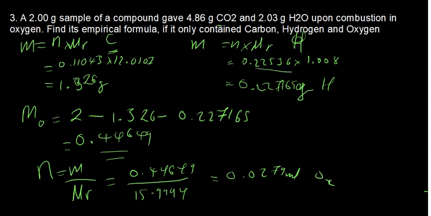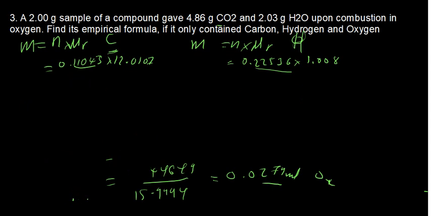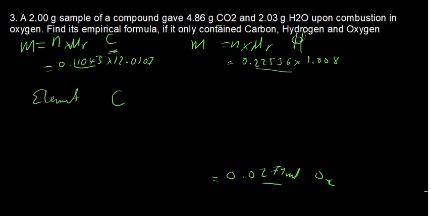So we already have the moles of hydrogen, the moles of carbon, and the moles of oxygen. We can now determine the empirical formula. So say we have the elements carbon, hydrogen and oxygen. What are their moles?